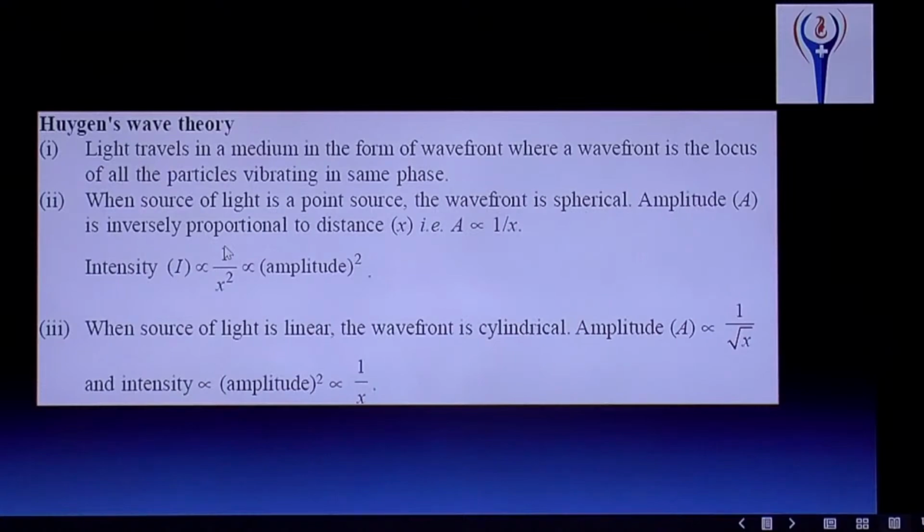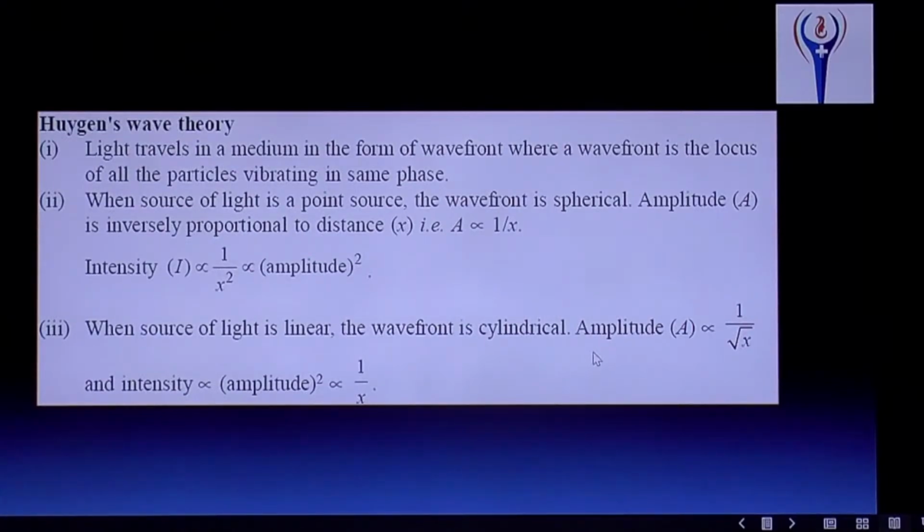And amplitude is inversely proportional to distance. That is, A is inversely proportional to 1 by x. And intensity is proportional to A square. I is proportional to A square, therefore I is inversely proportional to x square. Okay. Intensity is proportional to square of the amplitude, and A is inversely proportional to x. Therefore, I is inversely proportional to square of the distance. And when a source of light is linear, the wave front is cylindrical.